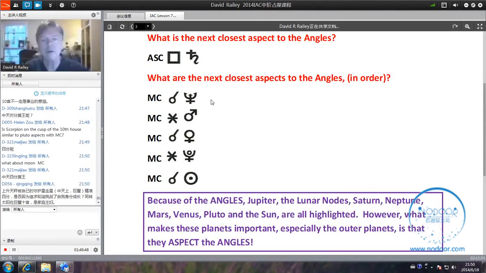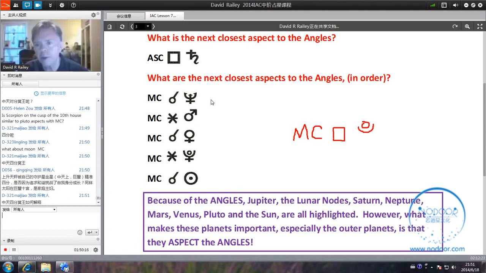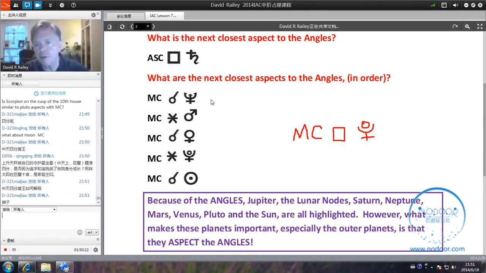Oh, Pluto square midheaven. Okay. So someone is asking this question. Okay. Who? You're not being clear with me here. All right. Majal is saying the MC is square Pluto. Is this right? Yes. Okay. And the MC is in what sign? Please be very specific with these things, students. Leo. MC's in Leo. And Pluto's in Scorpio, right?